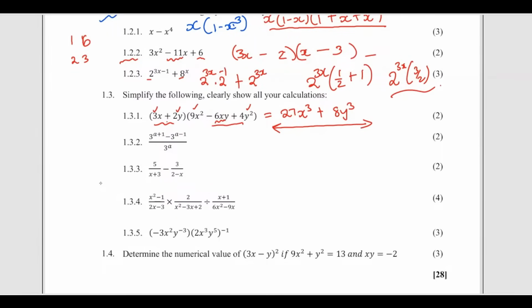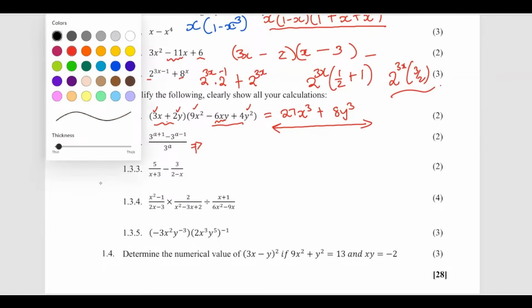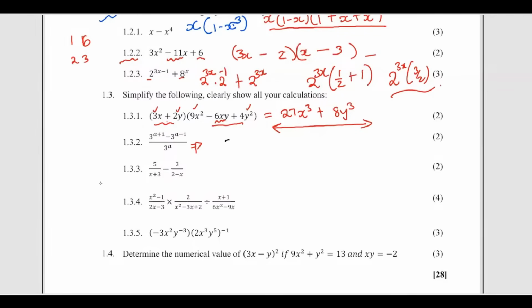All right, then 1.3.2, we just need to factorize what is common because of this negative sign here, okay? So if I take out what is common here, I'll have a 3 to the a on the top. If I remove 3 to the a, I'll be left with a 3 because of this one here. And then minus, when I take out 3 to the a, I'll be left with a 3 to the negative 1, which is the same as 1 over 3. I'm dividing this by 3 to the a, so this cancels that.